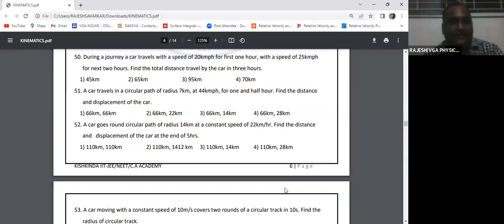Next. A car travels in a circular path of radius 7 km at 44 km per hour for 1.5 hours. Find the distance and displacement of the car. Distance is straightforward. They have given speed and time. So V into T gives distance. 44 into 1.5. In 1 hour it will go 44 kilometers. In half an hour it travels another 22 kilometers. So 44 into 3 by 2 is 66 kilometers. Then how to find displacement? Look at the 51st question.